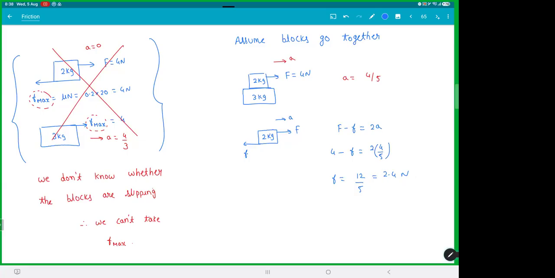Now remember this, what we got here, listen carefully. I didn't use the value of mu anywhere. I didn't use mu into N anywhere, and I got a value of friction. This is the friction's way of saying, boss, I need this much friction. So the friction is saying, this is the required friction. Friction is saying, you give me 2.4 newtons, and I'll make sure your assumption is right. What is my assumption? The blocks are going together. You're getting the meaning of interpretation. The friction is saying, if you want the blocks to go together, I need a value of 2.4. So this is called required friction. If we give 2.4 newtons, blocks go together. That's the assumption.